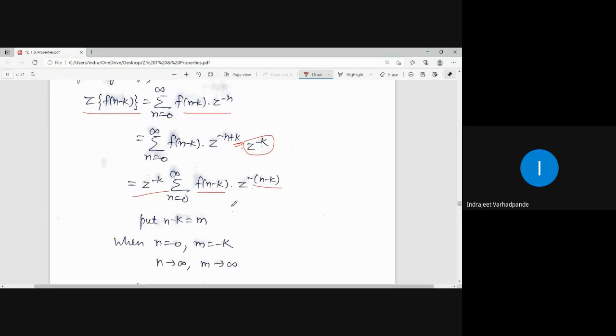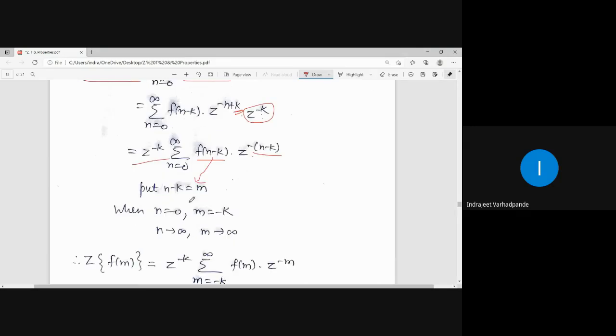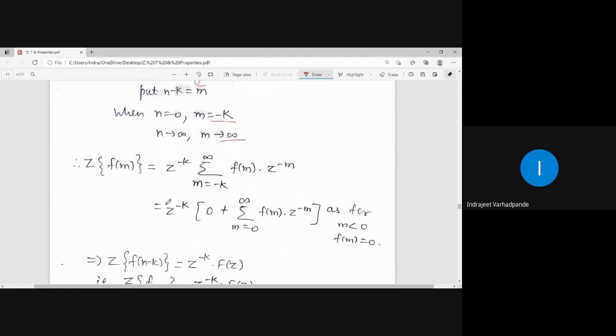Now I want the definition of the z transform to get fulfilled. So put n minus k equal to m. When n equals 0, m will be minus k. When n tends to infinity, m will be infinity. So f of m is equal to, what has happened? Z to the power minus k into summation m equal to minus k to infinity f of m into z to the power minus m.